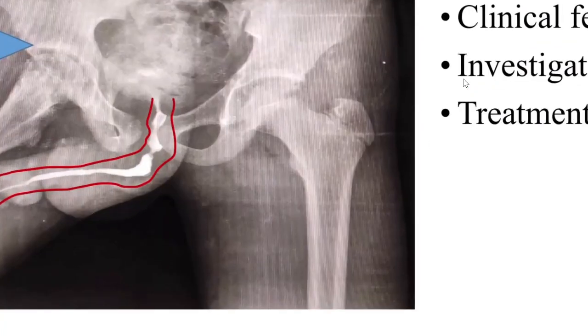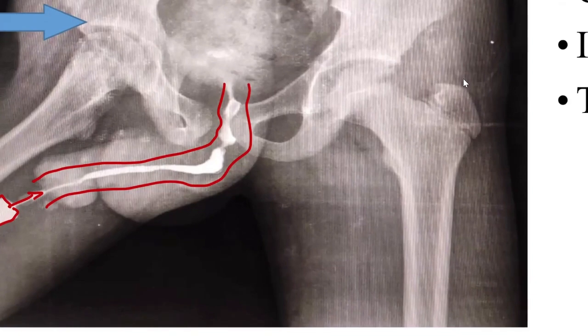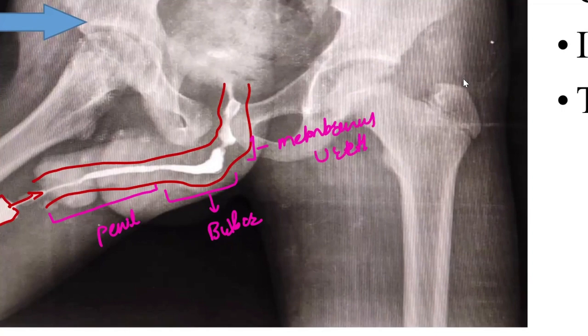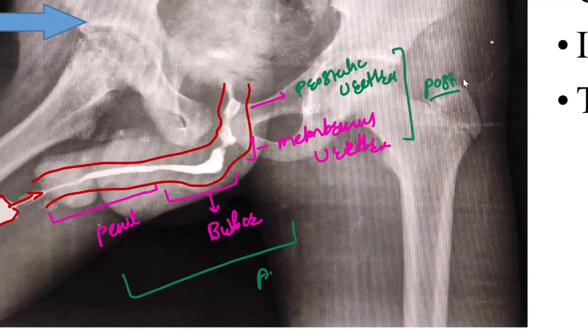So what are the parts of the urethra? This is the penile urethra. This is the bulbar urethra. This is the membranous urethra. And the last one is the prostatic urethra. Actually, this is the posterior urethra and this is the anterior urethra.